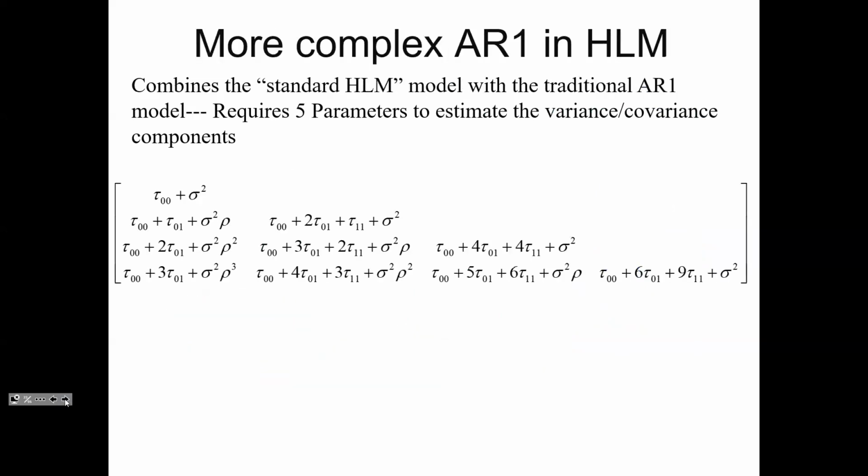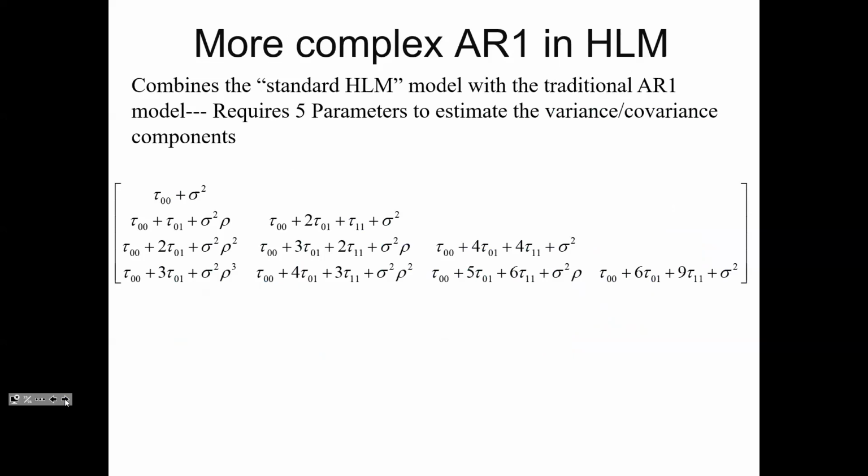Okay. All right, theoretically, you could combine the autoregressive 1 structure with the standard HLM structure. Remember, I was only using 4 parameters, 3 taus and 1 sigma squared. So here I could add an AR1 term. Now I've changed the structure of this composite residual matrix, and so now I need 5 parameters to estimate the 10 elements instead of 4 parameters, but I'm allowing for an AR1 structure on top of the standard multi-level structure.